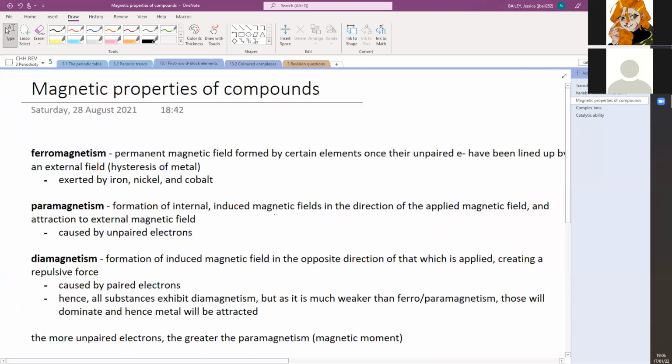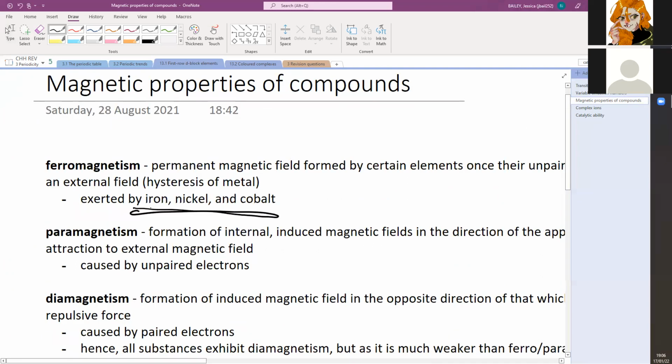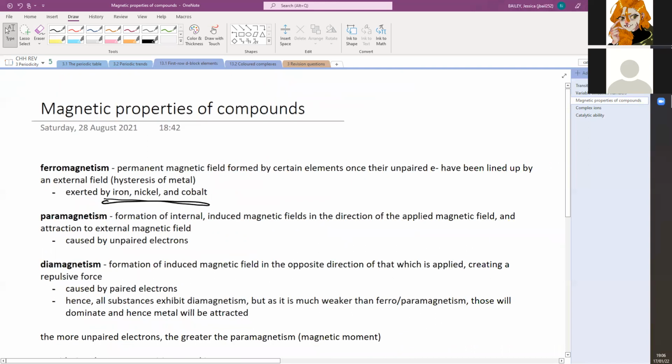Ferromagnetism is only exerted by these 3 elements. Remember those. And the way that it happens is in all of those elements, you have such a large number of unpaired electrons that if you put them in a magnetic field, all of those electrons line up with one another and they make their own magnetic field. And so they become magnetic.